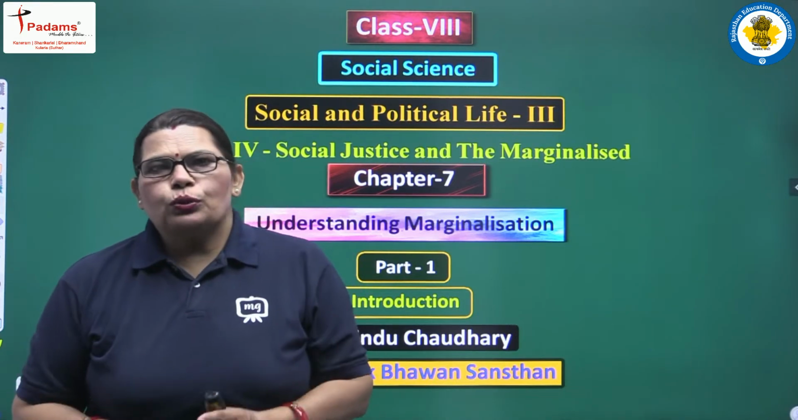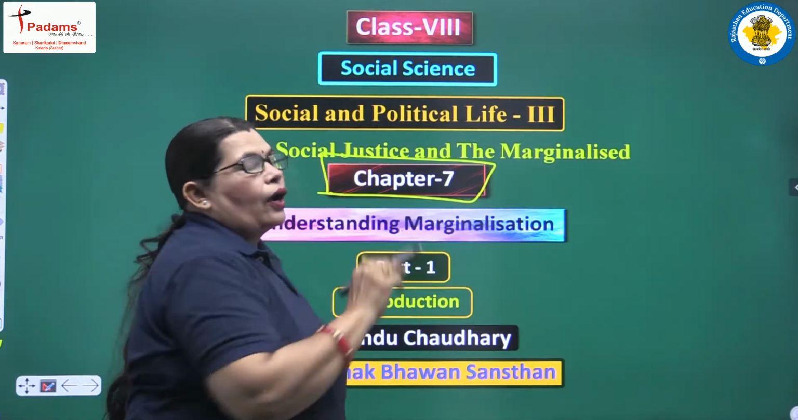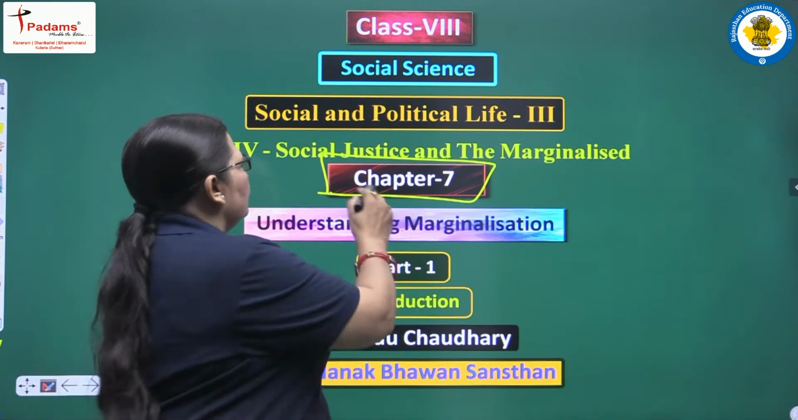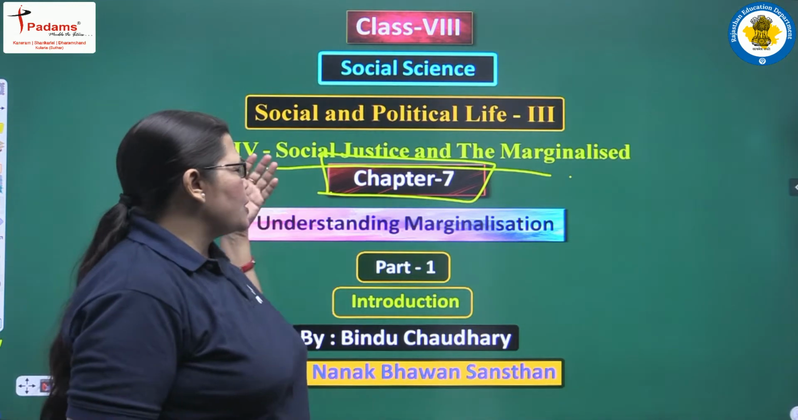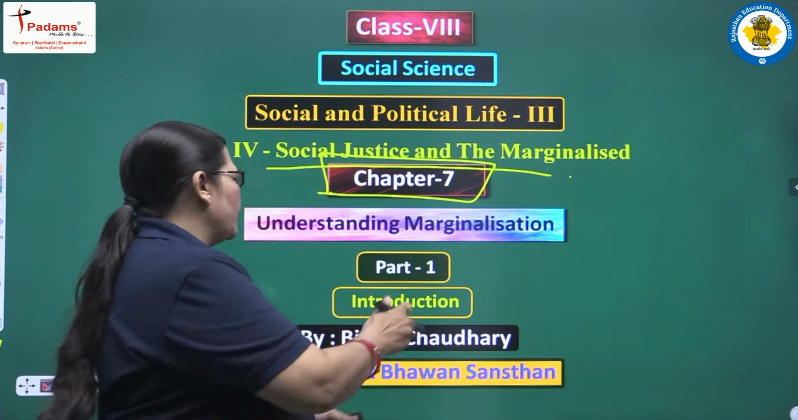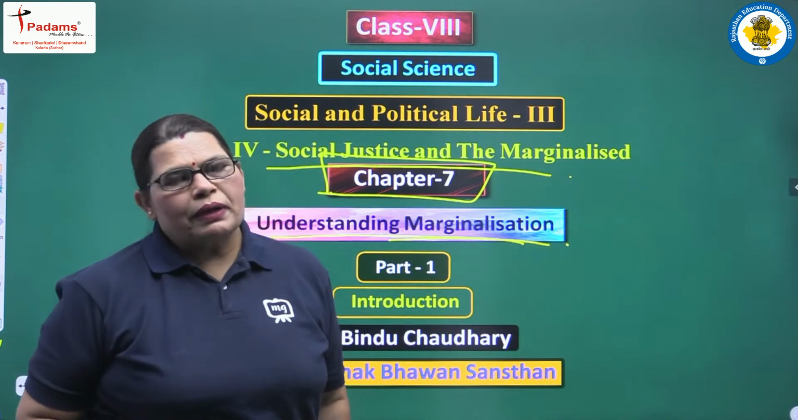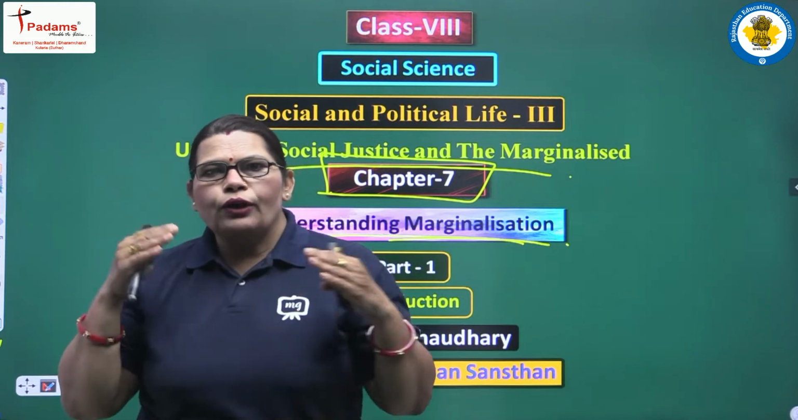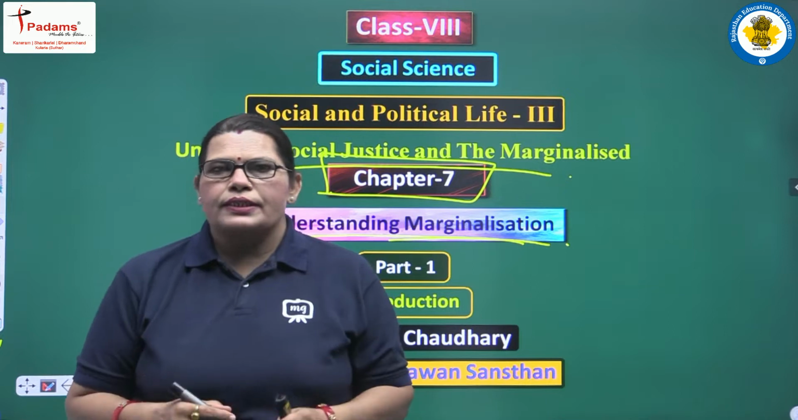Today in our social science class we are covering chapter 7 of unit 4. The name of the unit is Social Justice and the Marginalized. We had covered our 6th chapter, and in this 7th chapter we cover understanding marginalization. What is marginalization? We will discuss this. What's the need of discussing this chapter? We will discuss this also.